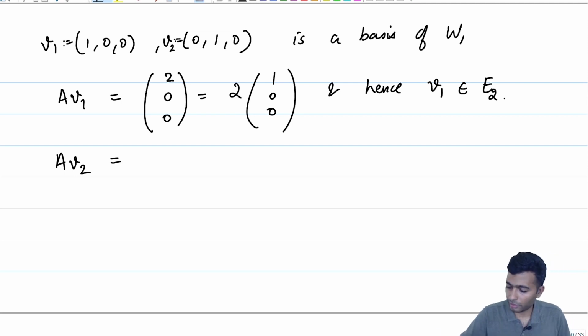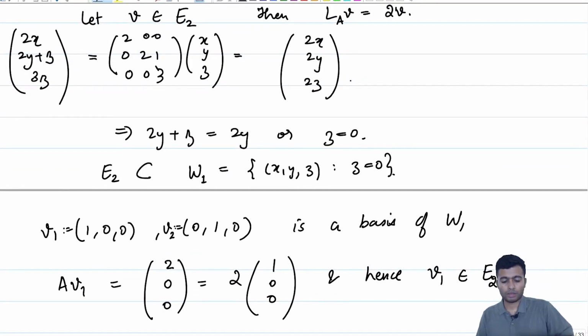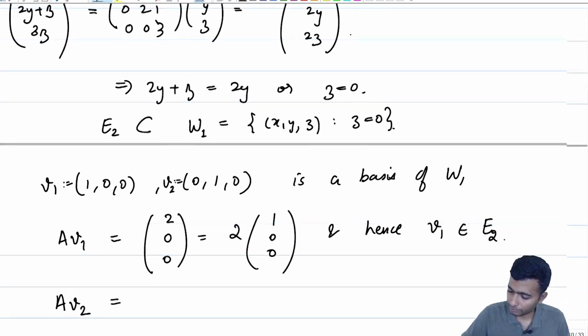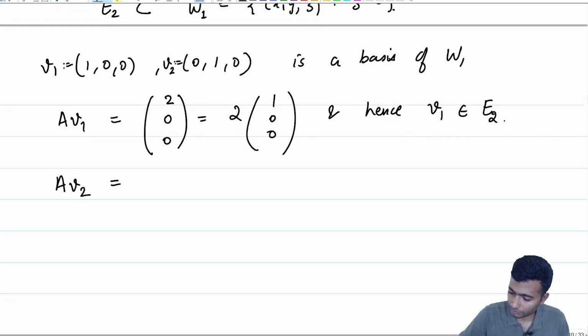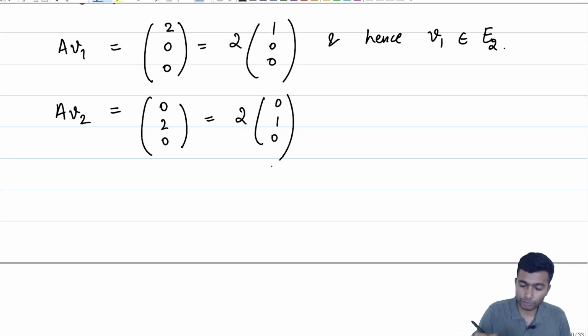Similarly, what is A V2? That is also going to be, x is 0, y is 1, z is 0. So, this is also going to be (0, 2, 0), which is again 2 times (0, 1, 0). V2 was (0, 1, 0), recall that, and hence V2 also belongs to E2.